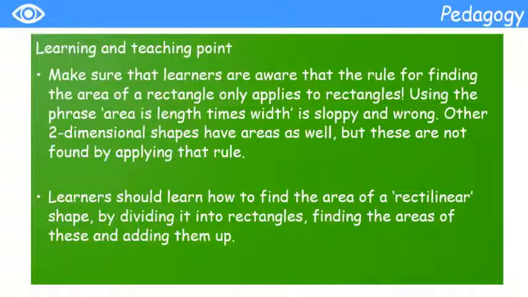So the pedagogy with respect to this section is to make sure that learners are aware that the rule for finding the area of a rectangle only applies to rectangles. So using the phrase "area is length times width" is a sloppy and wrong thing to say because other two-dimensional shapes have areas as well, but they are not found by applying this particular rule. Learners should also learn how to find the area of a rectilinear shape by dividing it into smaller rectangles and finding the area of these before then adding these all up.